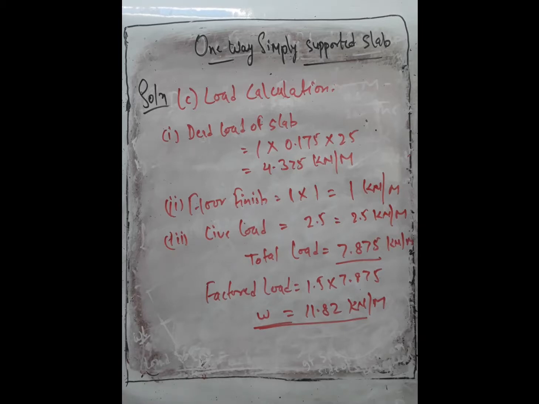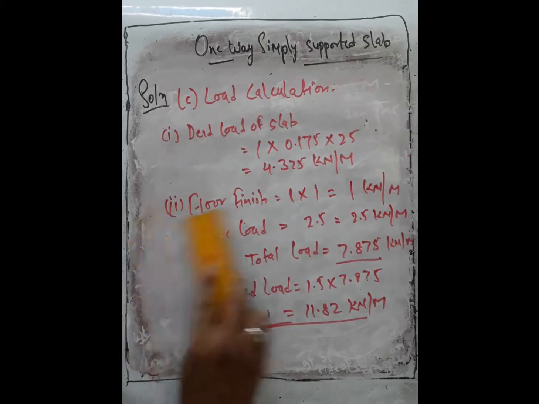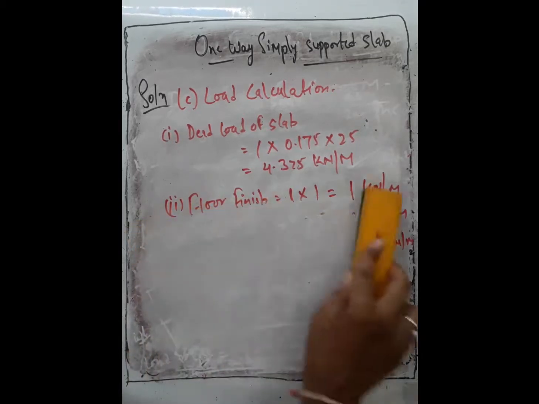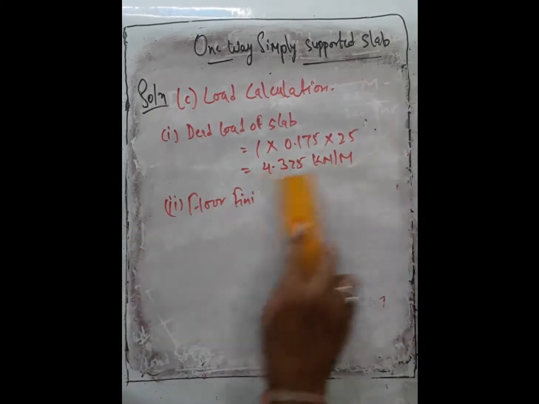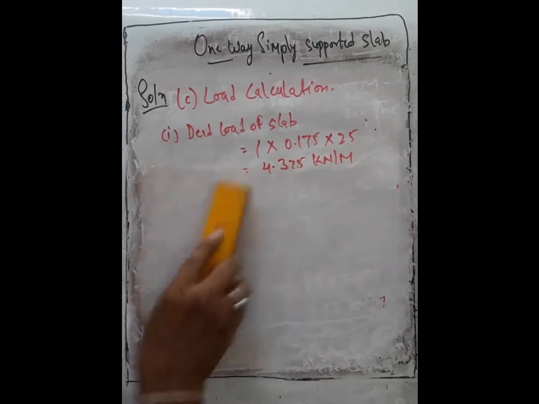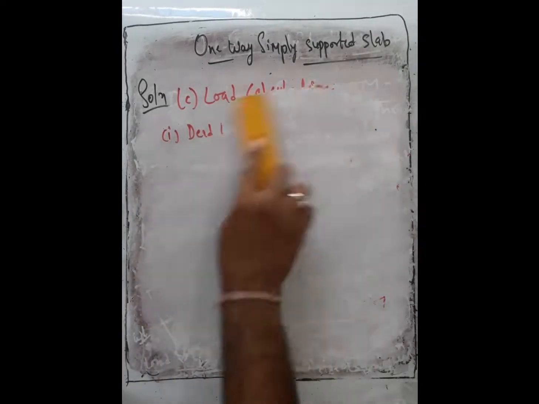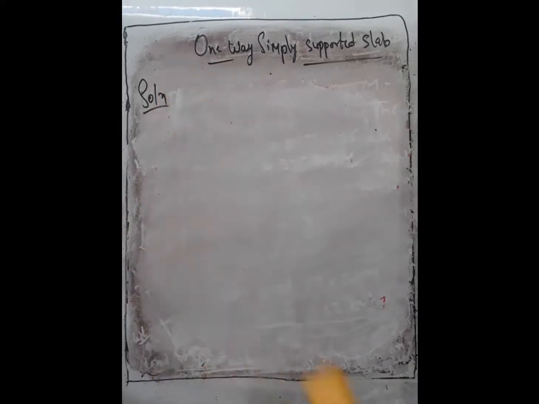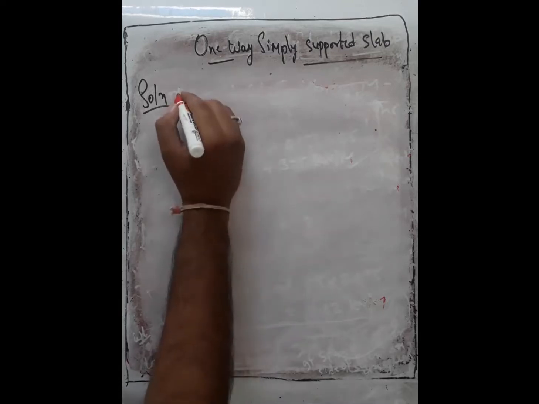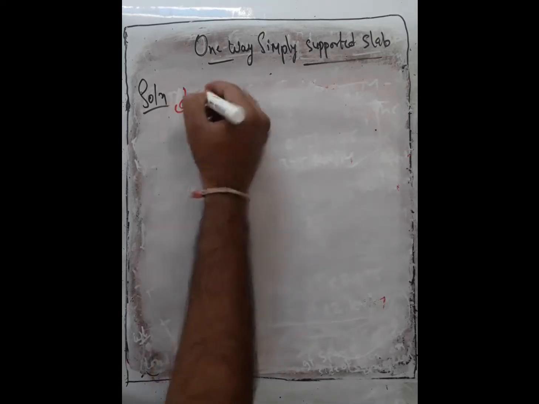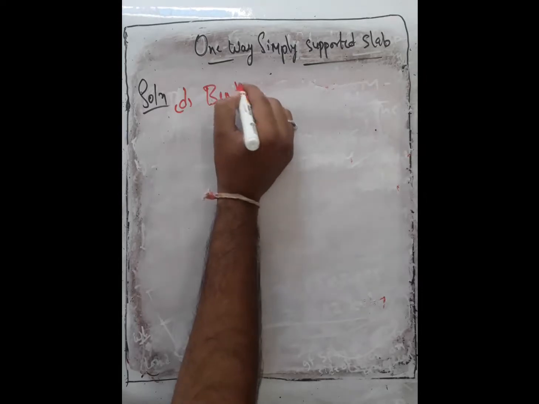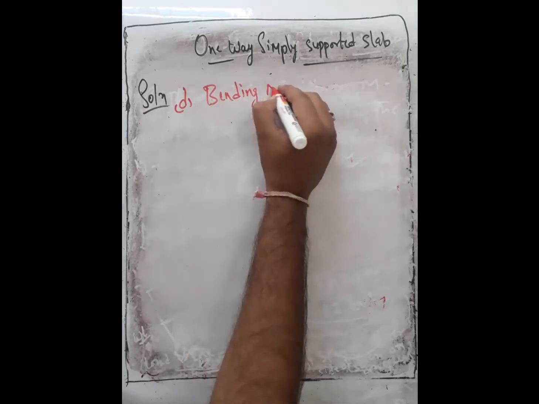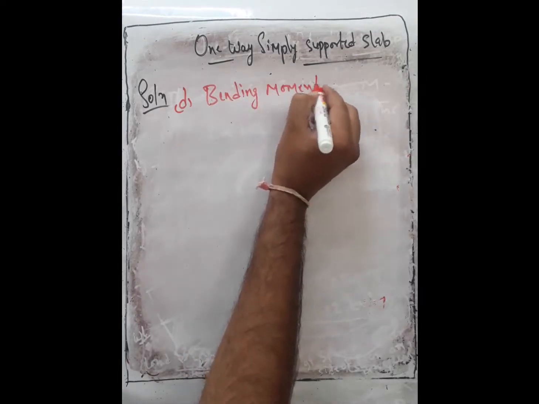So this is the way we have to find the load. After finding the load, we have to find the bending moment, because we have to design the slab, and for that we require the reinforcement. So for finding the reinforcement, we need a moment or bending moment. So here we find load, now we have to find the bending moment. So our step number 4, in which we have to find the bending moment.